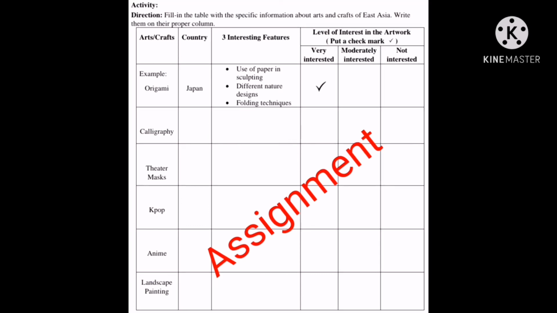And for your assignment, I would like you also to answer this activity. You are going to fill in the table with the specific information about arts and crafts of East Asia. Then you are going to write on their proper column. You're going to give its country. You can give 3 interesting features about that art. And you are going to check the level of interest in that artwork.